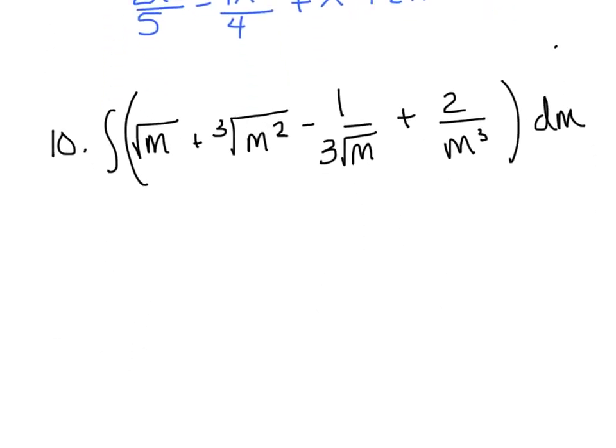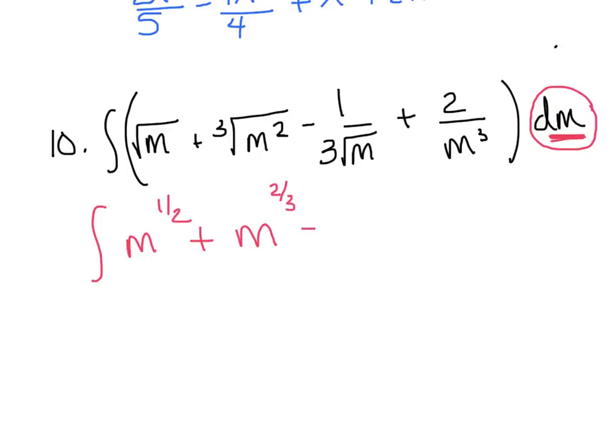All right, last question for the evening. Again, I want to stress that rewriting step. And you'll notice you'll see m's in this one, and then it says dm at the end. So again, this is just stressing the variable that you are integrating. All right, so I'm going to get m to the 1/2 plus m to the 2/3. Be smart on this one. I'm going to rewrite that as 1/3 m to the negative 1/2 plus 2m to the negative 3rd. If you can rewrite that correctly, the integral part should be nice and easy. And again, I want you to pause it and see what you get.